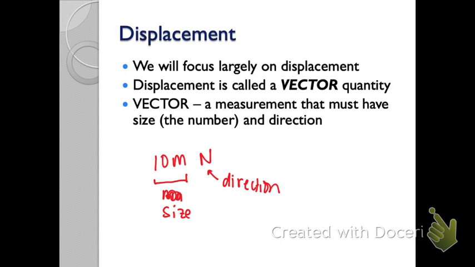So anytime we're talking about displacement, we have to have a direction that goes with it. If we know that our object is only moving horizontally or only moving vertically, we could just go positive 10 meters and that would count as my direction, right? Forward would be my direction there. So you can choose to use positive, negative, or the cardinal directions.